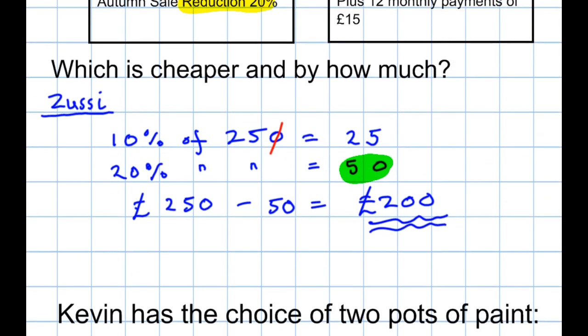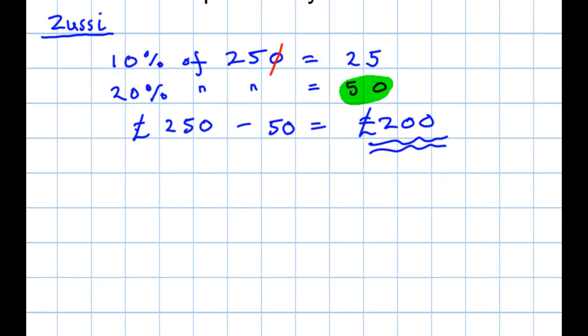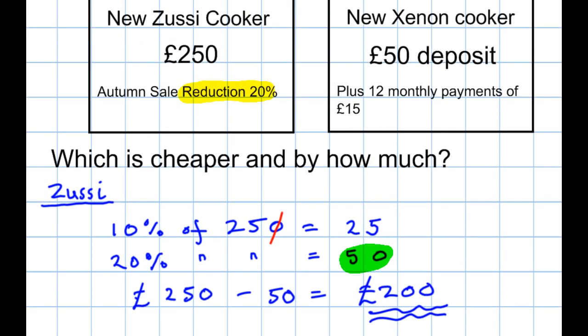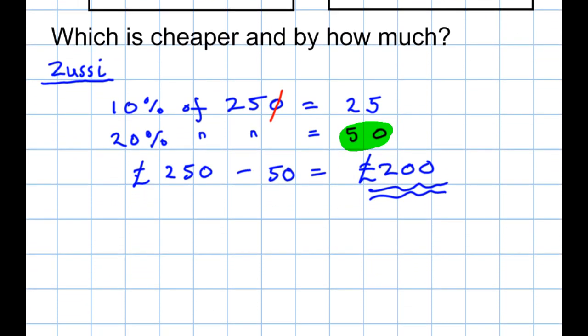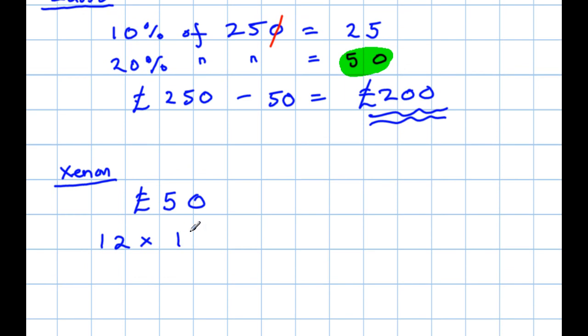Now, just pause this. Now what else were we asked to find out? Oh, we've got to find out the cost of the Zenon cooker. It's £50 deposit plus 12 monthly payments of £15. So here's what we do. We write Zenon. We know the cost is £50. We have to pay that. Plus 12 times, let's remind ourselves, what was it? £15. So I'm going to work out 12 times 15.